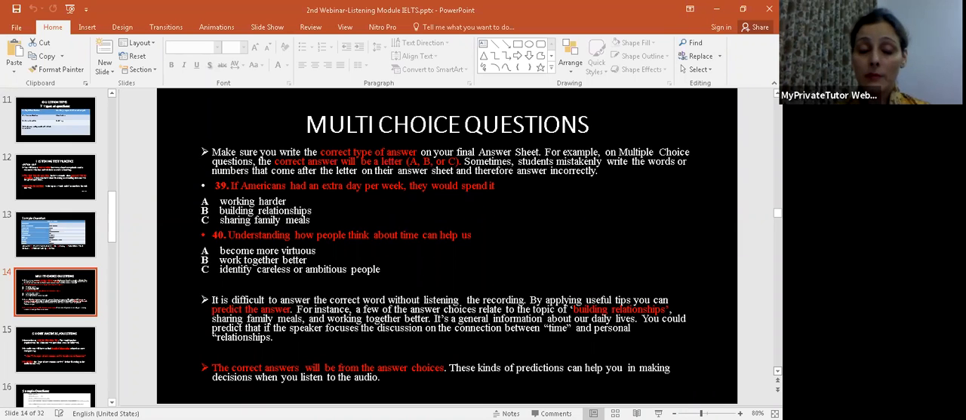I'm just going to quote an example. If Americans had an extra day per week, they would spend it: Number A option, working harder. Number B option, building relationships. Number C, sharing family meals. So the three options have been given. When you're going to hear the recording, you're going to answer as per the recording.